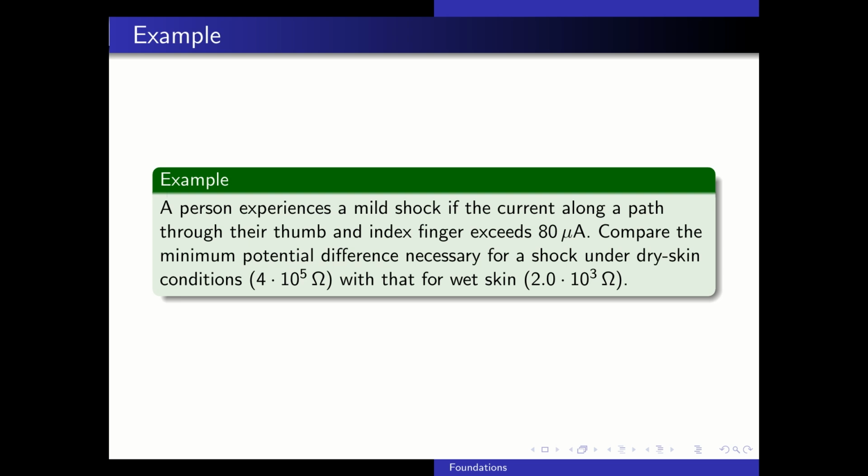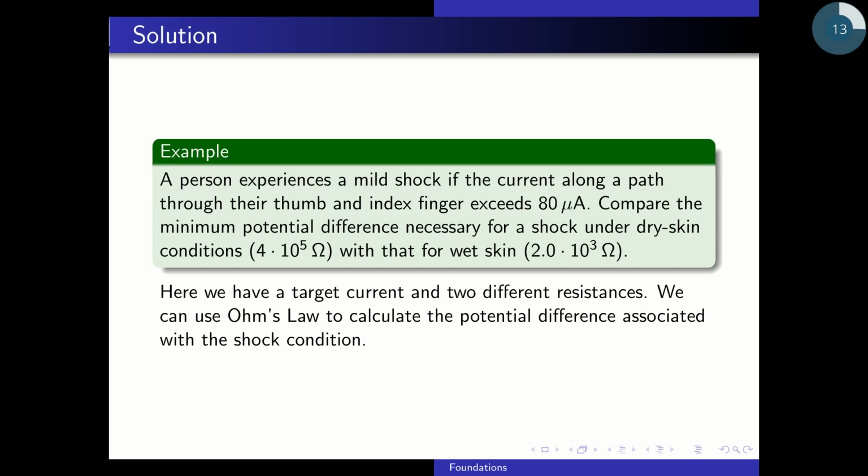All right, so we'd like to see what potential difference will produce that kind of current in each of those circumstances. We've got a target current, that 80 microamp mark, and we have two different resistances. We're going to use Ohm's law to calculate those two. Why don't you go ahead and take a stab at that right now and figure out what potential difference we need in either case. All right, hopefully you've solved those. Let's take a look at the solution now.